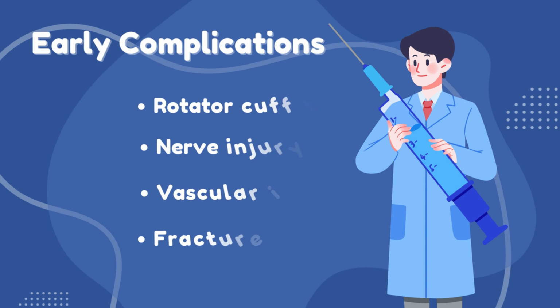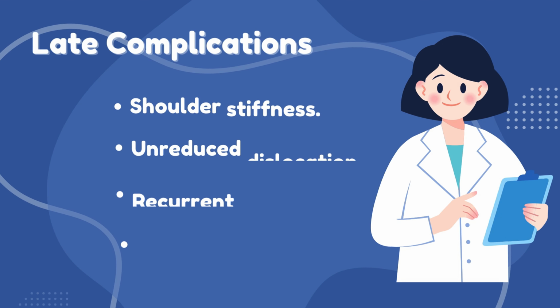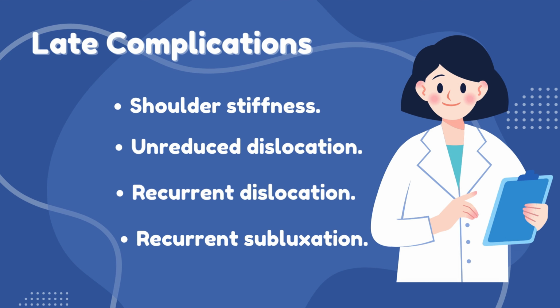Also, with this dislocation there might be rotator cuff tears, which also show on the MRI, and nerve and vascular function is checked. Also, serious fractures associated with the dislocation, like of the head of the humerus or the neck of the humerus, need operative treatment. Late complications associated with this injury are shoulder stiffness, unreduced dislocation, recurrent dislocation, and subluxation.